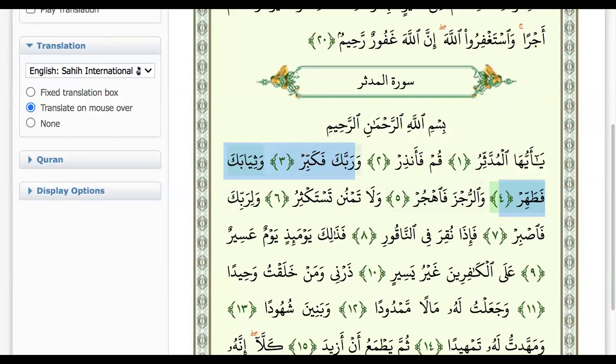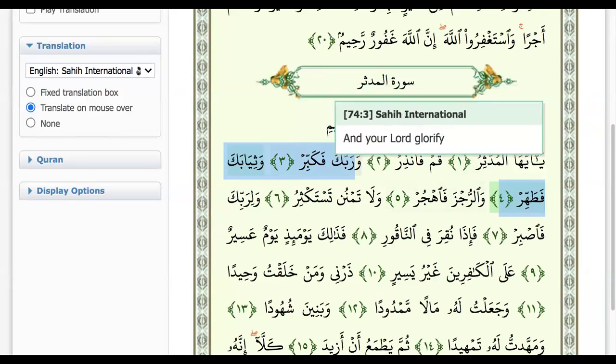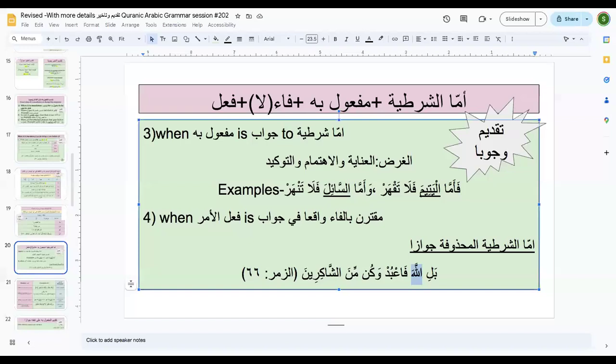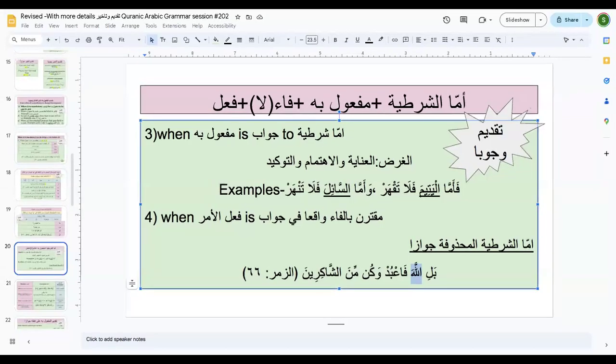What are we considering here? Rabbaka, how did I tell you to label Rabbaka? Maful bihi muqaddam. Thiyabaka, maful bihi muqaddam for the fail, tahhir. Right? That is how I have taught you. So similarly, when you go here, you are going to consider the same thing.